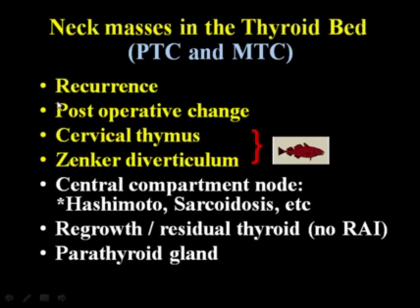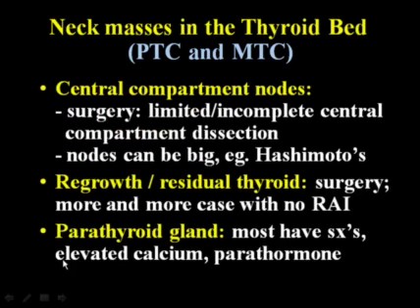So our differential diagnosis for neck masses is again listed here. I'll discuss more of these lesions, but I won't show you images at this time. Central compartment lymph nodes: if the surgeon does a limited or incomplete central compartment nodal dissection, you can have residual central compartment nodes, both normal and abnormal. In Hashimoto's disease in particular, the patients will often have markedly enlarged and hypoechoic nodes in the central compartment.